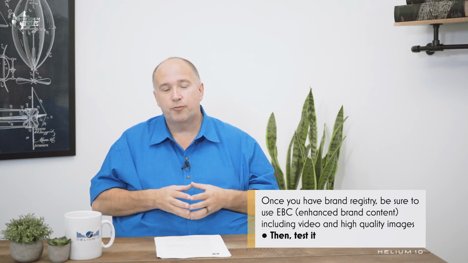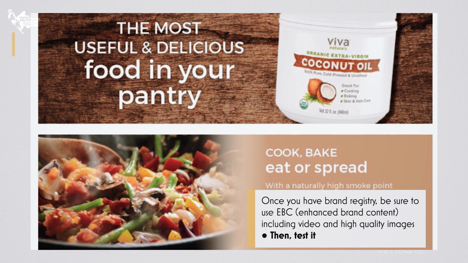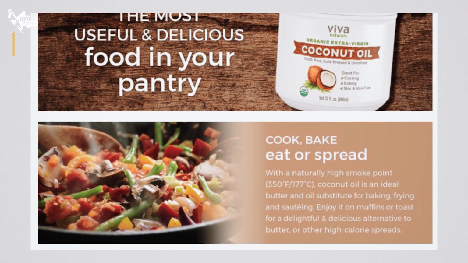Now, once you have brand registry, I would highly recommend you use EBC, Enhanced Brand Content. With Enhanced Brand Content, you've got to be careful. You don't want to use the same pictures that you use in your listing. That's a mistake I see some people make. It's got to be different pictures, and you want to make sure your picture quality is good. Don't be afraid to spend money on your pictures.